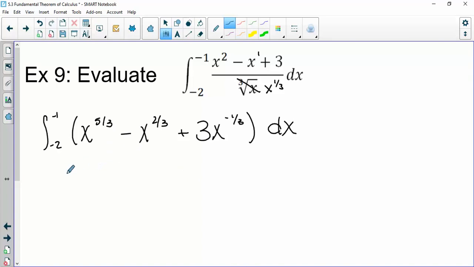Right, antiderivative. So if you add 1 to the power, 5/3 plus 1, so 5 over 3 plus 3 over 3 is 8 over 3. There's 3/8 in front. Okay, 2/3 plus 1, so 2 over 3 plus 3 over 3 is 5 over 3. Over the 3/5. Okay, negative 1/3 plus 1, so negative 1 over 3 plus 3 over 3 is 2 over 3. So you'd have a 3 over 2 in front times the 3 that's already there would be a 9 over 2.